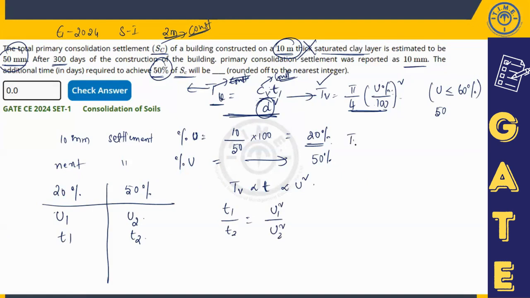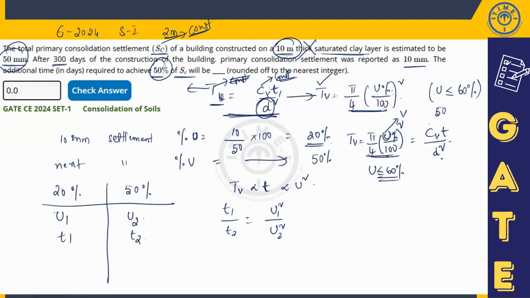What I had done is, TV is a time factor that is given by the formula pi by 4 (U by 100) whole square. In this, pi is constant, 4 is constant, 100 is constant, 2 is constant. Only variable is the percentage of consolidation U. And next, TV is given by one more formula, CV T by D square. This holds good for U less than or equal to 60. Luckily, in our question, U is less than or equal to 60 only.